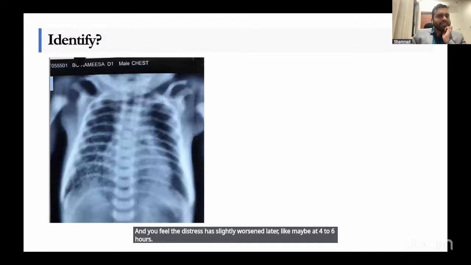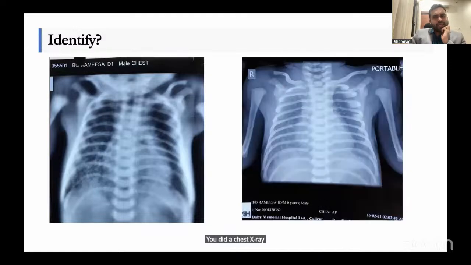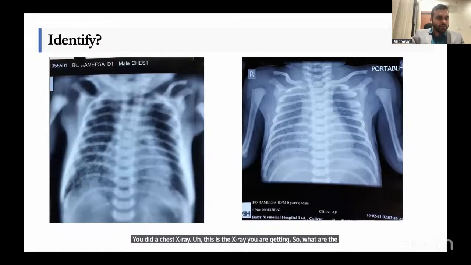You did a chest X-ray. This is the X-ray you are getting. So what are the findings of this X-ray?